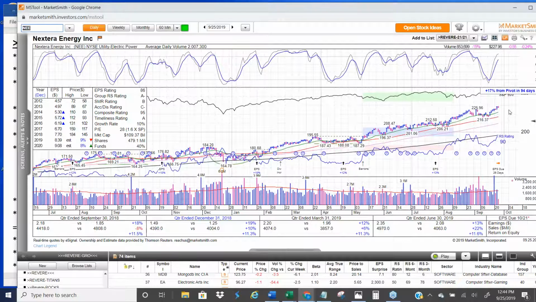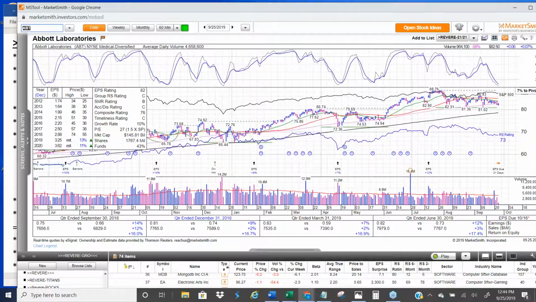NEE, we also own ABT. This is one of the weaker ones in the portfolio right now. Had a good run, consolidating right now. It's oversold, and as long as it holds the bottom of this range, we'll continue to hold it, and it's still above the 200-day moving average. The blue chip income portfolio takes a longer time frame than the Grotection does.